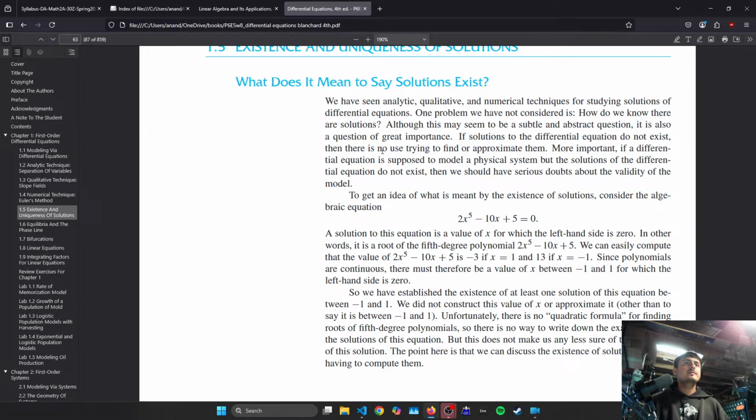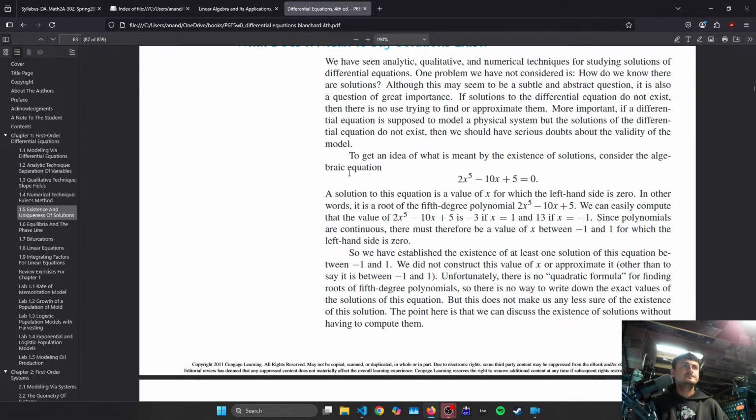More important, if a differential equation is supposed to model a physical system, but the solutions of the differential equation do not exist, then we should have serious doubts about the validity of the model. To get an idea what is meant by the existence of solutions, consider the algebraic equation 2x^5 - 10x + 5 = 0.